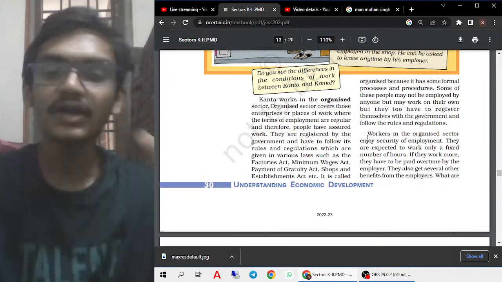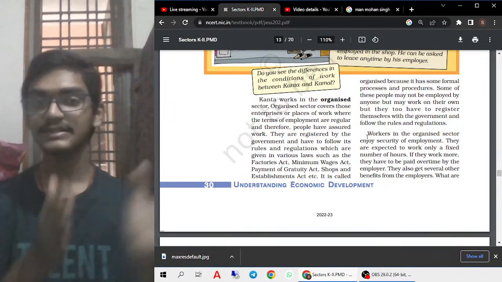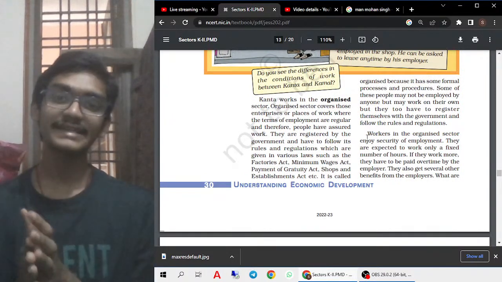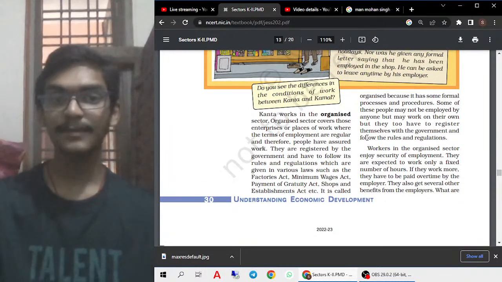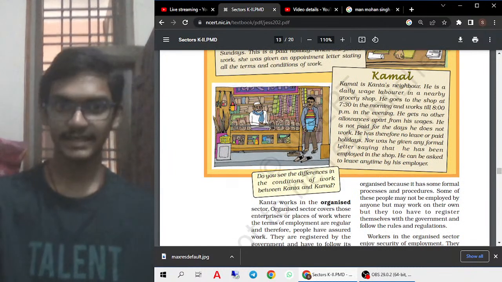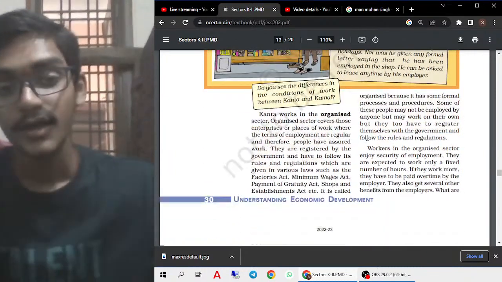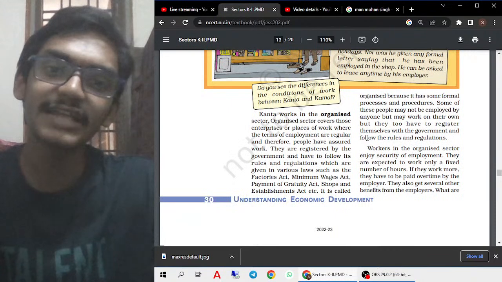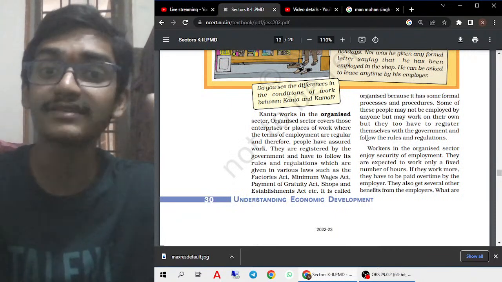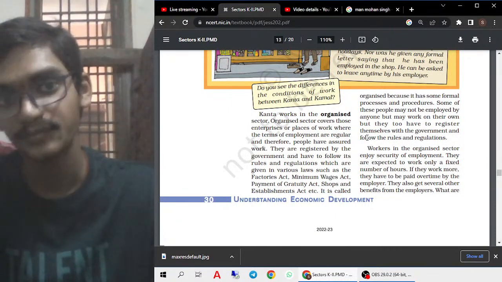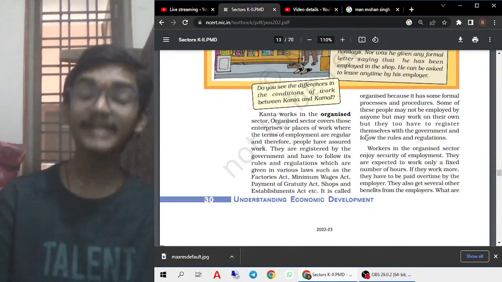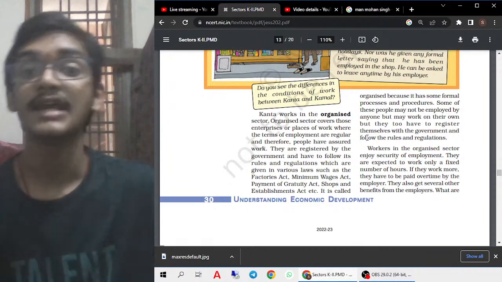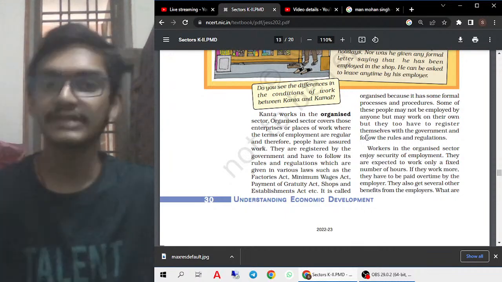So what we try to understand from these two kinds of sectors is that Kanta is working in an organized sector, and Kamal is working in an unorganized sector. What are the provisions seen in the organized sector? The organized sector has some rules and regulations which must be followed. These are certain rules and regulations provided by the government, which it is a must to follow.